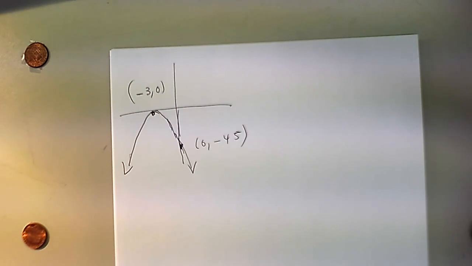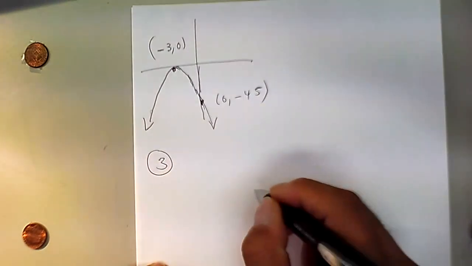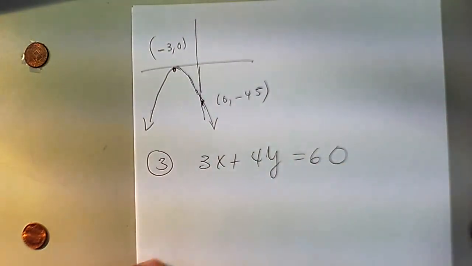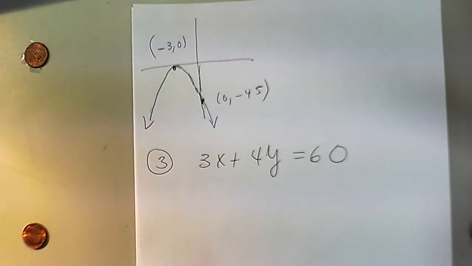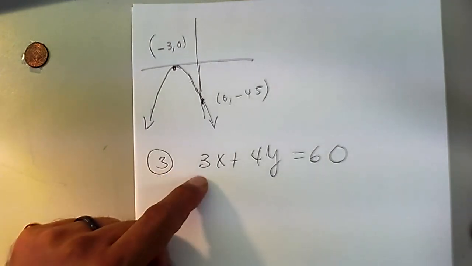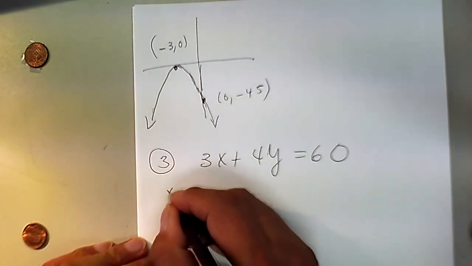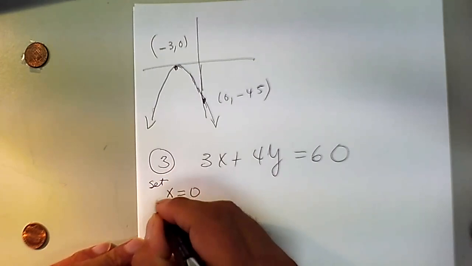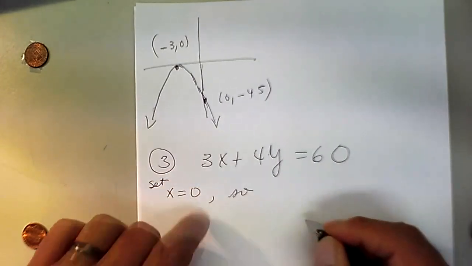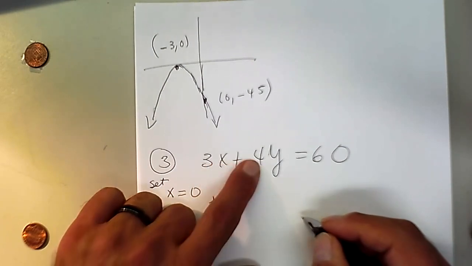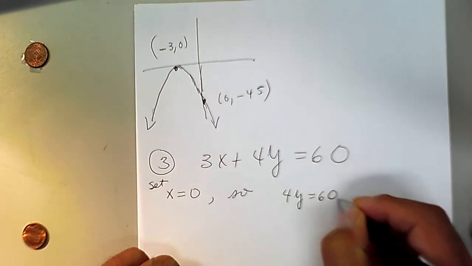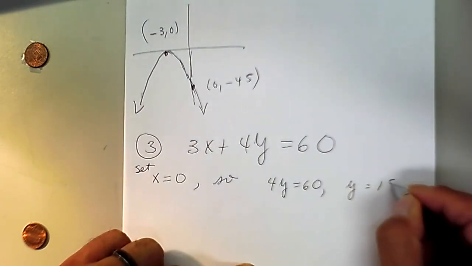There are some examples that, of course, are not parabolas. Let's consider this example 3. 3x plus 4y equals 60. Okay, so now we got a line. In order to find the y-intercept, we set x equal to 0. So 3 times 0 is 0. So we just are adding 0 to 4y. That's going to give us 4y equals 60, which means that y has to be 15.